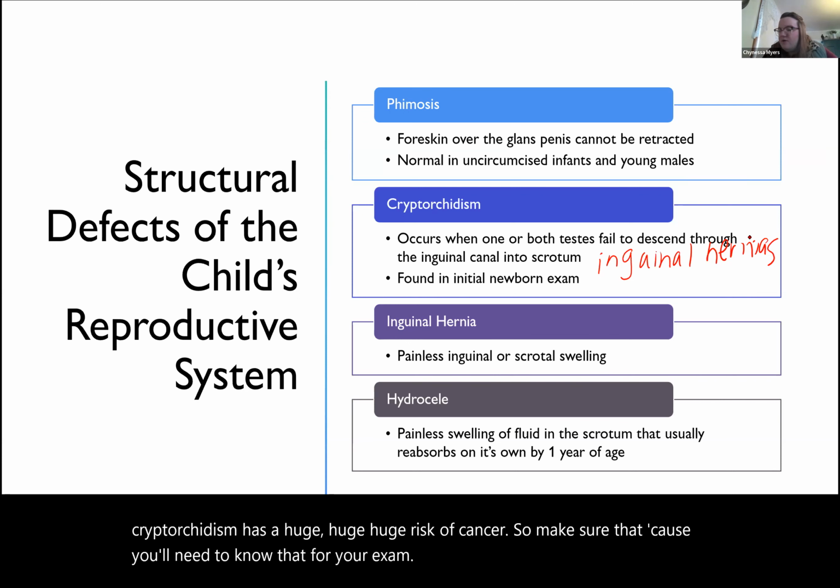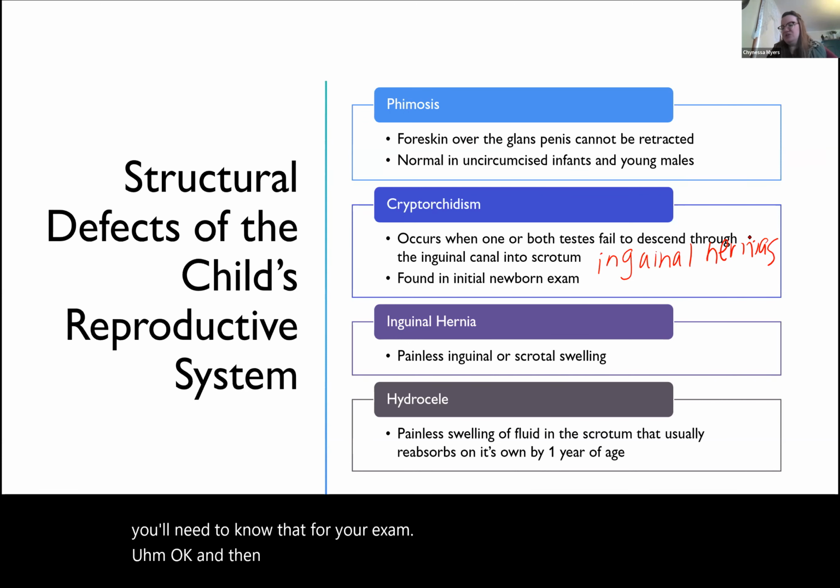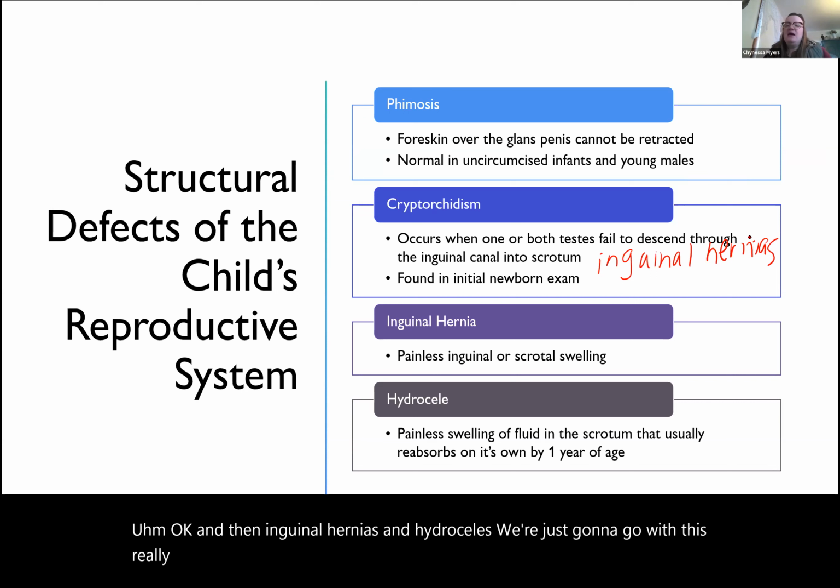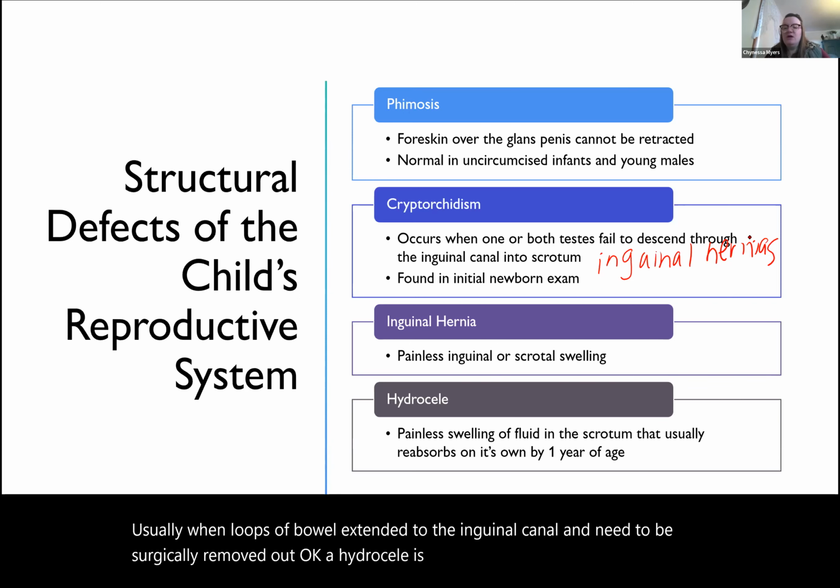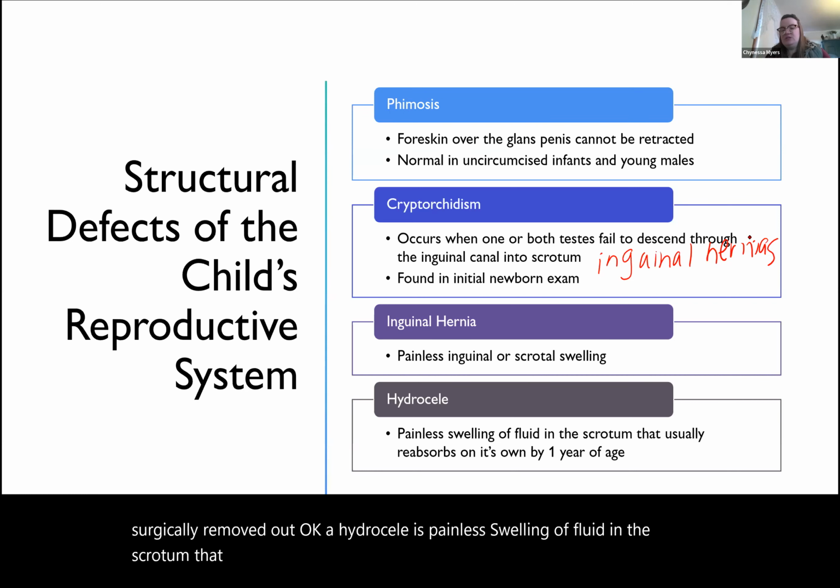Okay, and then inguinal hernias and hydroceles. We're just going to go over this really quick. An inguinal hernia is a painless inguinal or scrotal swelling, usually when loops of bowel extend into the inguinal canal and need to be surgically removed out. A hydrocele is painless swelling of fluid in the scrotum that usually reabsorbs on its own by 1 year of age, but it can also occur spontaneously in adults.